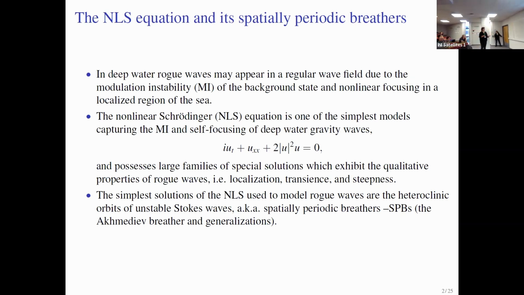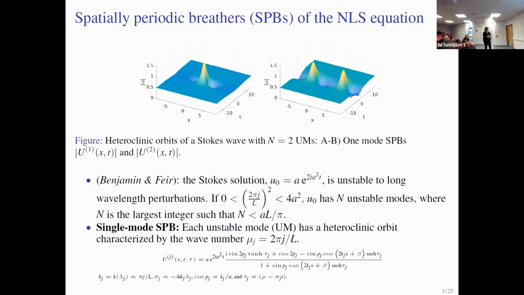And in the simplest solutions, the NLS used to model rogue waves are the heteroclinic orbits of unstable Stokes wave. That's also known as the Akhmediev breathers. And so just briefly, it was discussed that the Stokes wave is unstable to long wavelength perturbations. If you satisfy this condition, then it has unstable modes. And significantly, each of these unstable modes has a heteroclinic orbit that can be derived by a Backlund gauge transformation, and that's characterized by this wave number mu sub j.